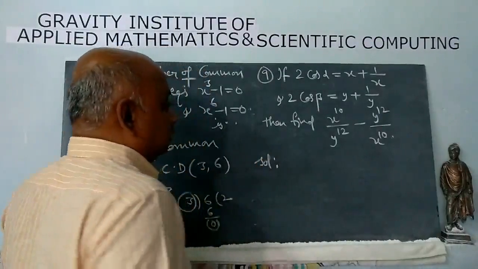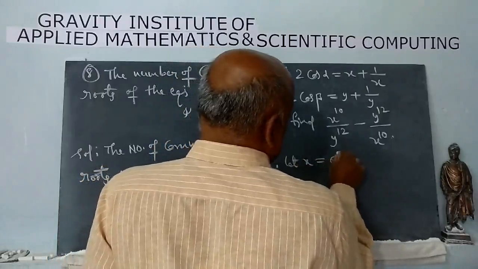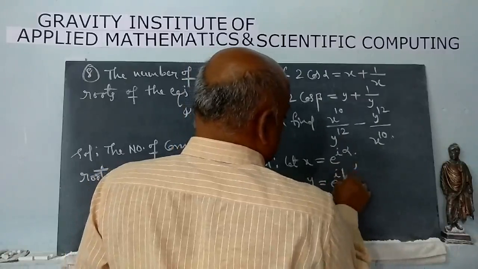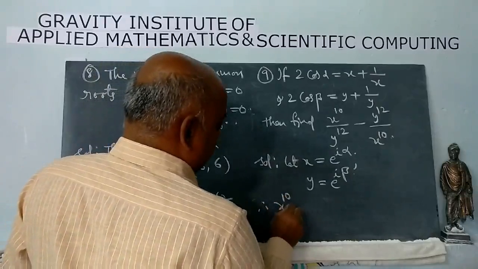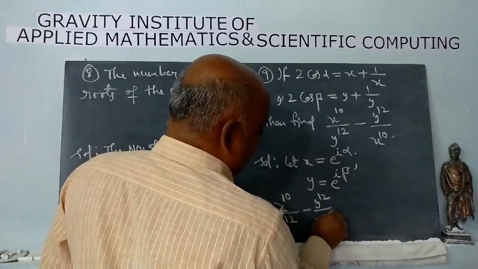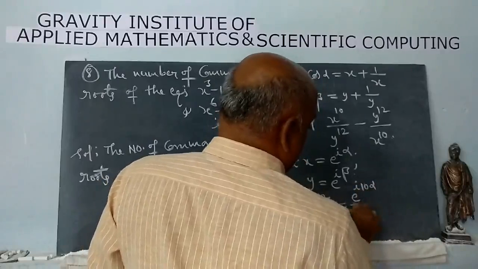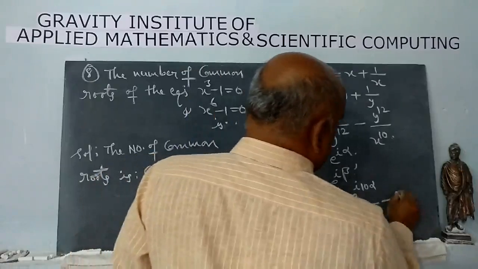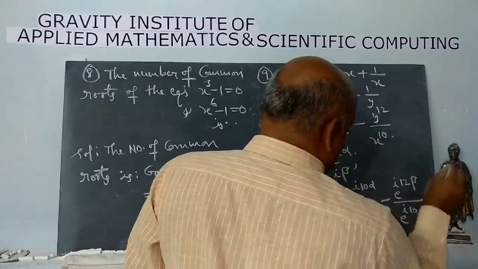Solution. Let x = e^(iα), y = e^(iβ). Therefore, x¹⁰/y¹² − y¹²/x¹⁰ = e^(i10α)/e^(i12β) − e^(i12β)/e^(i10α).